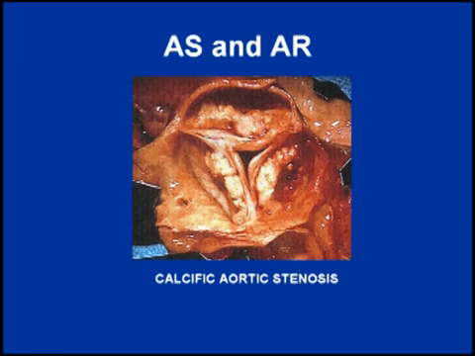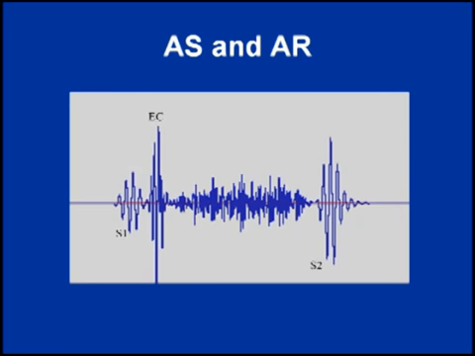Pathologic murmurs secondary to obstruction across the left ventricular outflow tract can occur at the subvalvular, valvular, or even supravalvular level. Notice the ejection click that initiates this murmur.